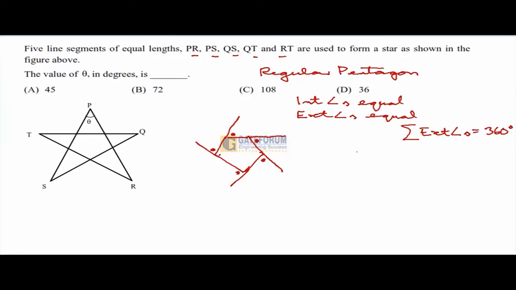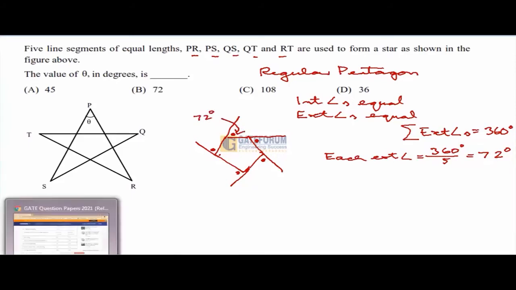Therefore each exterior angle would be how much? Each exterior angle would be 360 degrees by 5, that is equal to 72 degrees. So each of these angles would be 72 degrees.